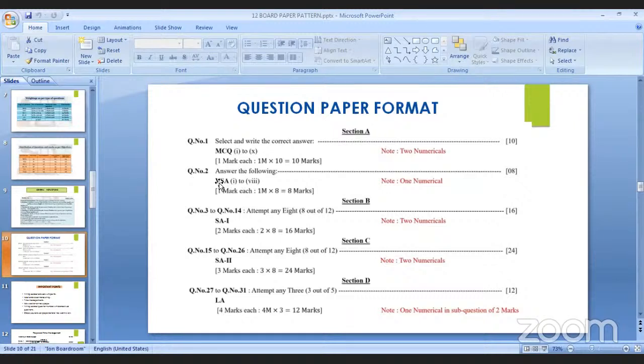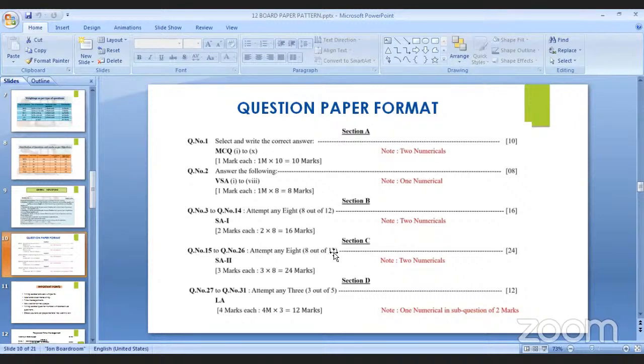After that, VSA, very short type. There is a possibility of 1 numerical. In section B, 2 numericals will be there. Among the total, you have to attempt around 8 questions, and from that, 2 numericals will be there. So numericals are everywhere. If you solve all the numericals given in the textbook very clearly, you will be able to attempt these questions. Because in MCQ and VSA these questions are compulsory, 2 numericals and 1 numerical, you have to solve them, otherwise you will lose around 3 to 4 marks from the 18 marks.